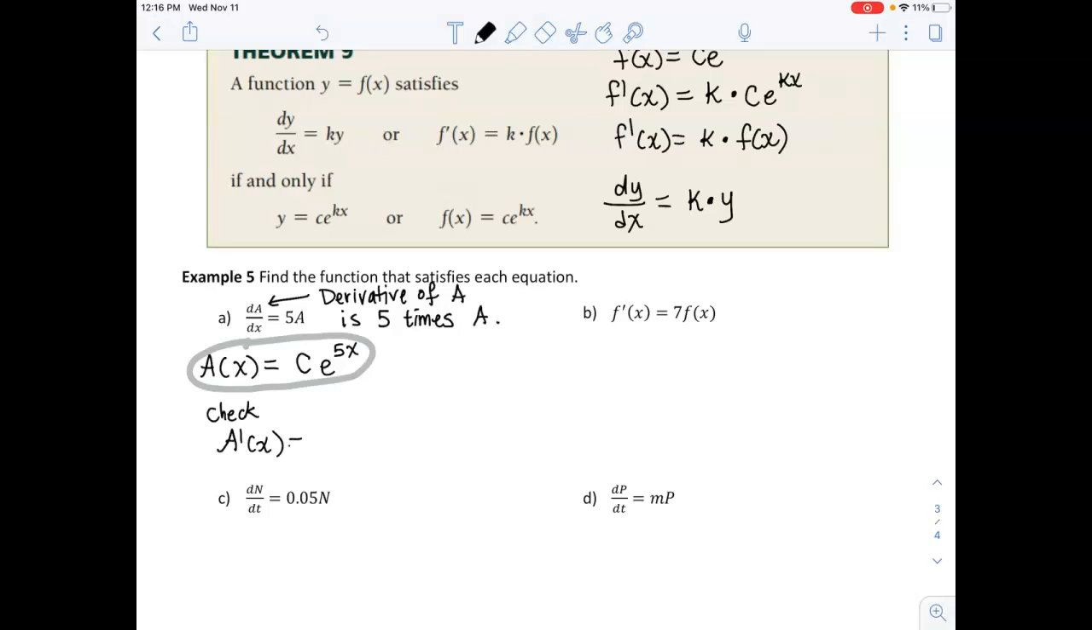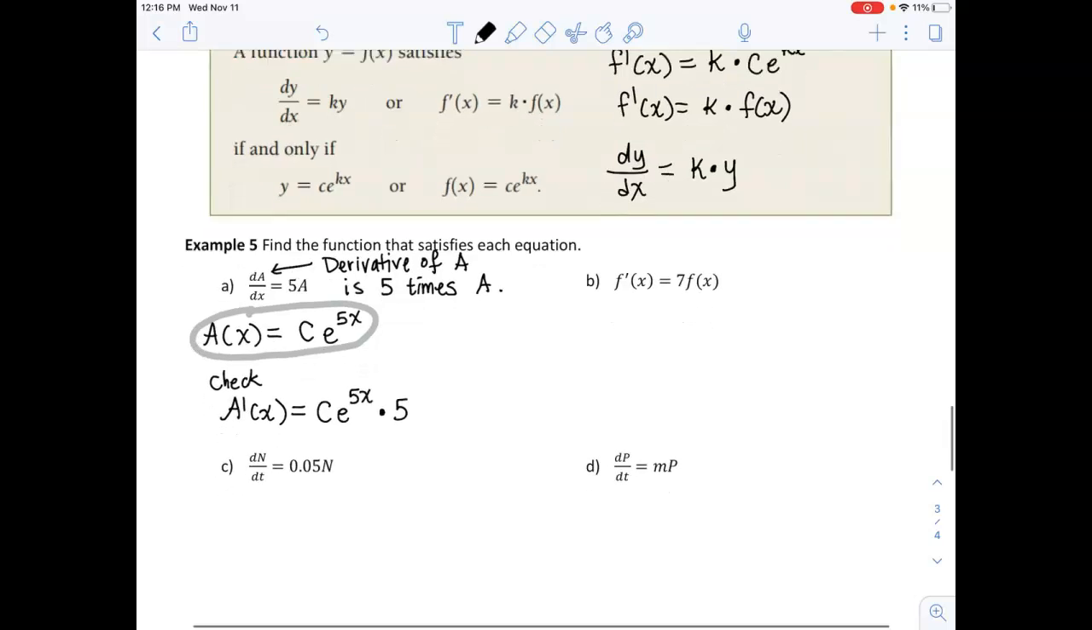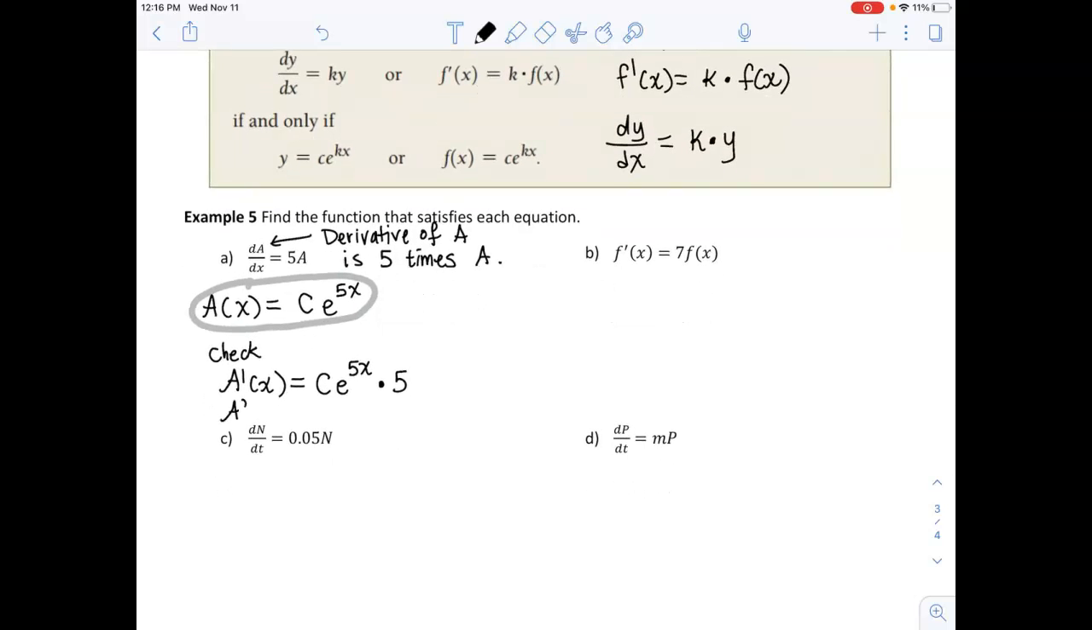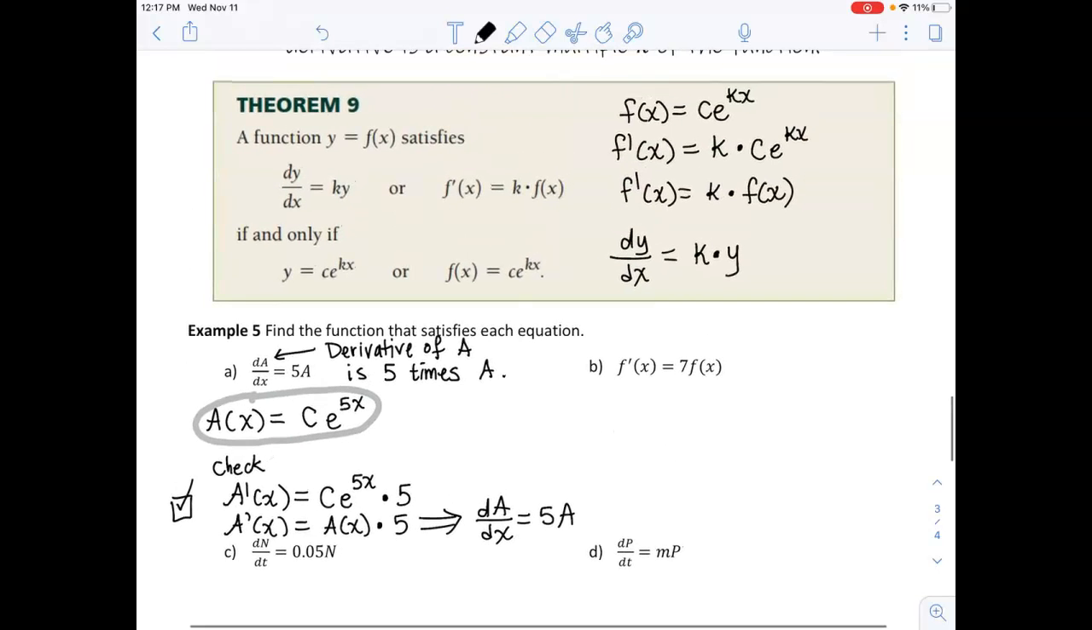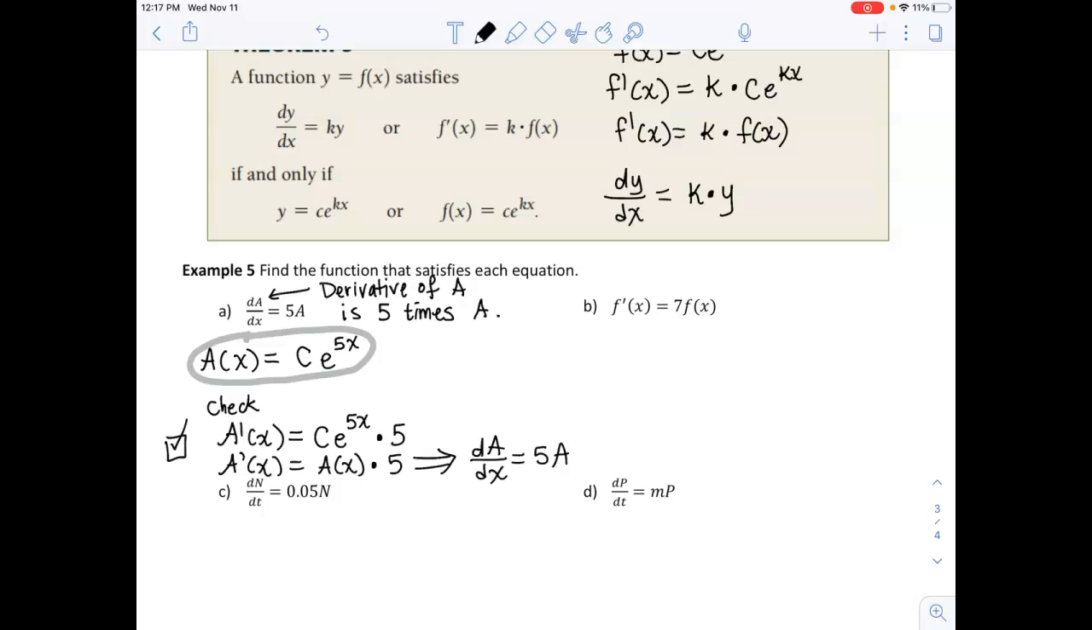So here's the check. What's a prime of x? We're going to keep that c times e to the 5x power, and we'll multiply that by 5, right? And that's true. Now, we're looking at a derivative that is equal to 5 times the original f of x, I'm sorry, a of x. So in a different writing, we are saying dA/dx is equal to 5 times a. So this is true. And you can skip this checking part as long as you understand this is a special type of function whose derivative is equal to a constant times its original function.